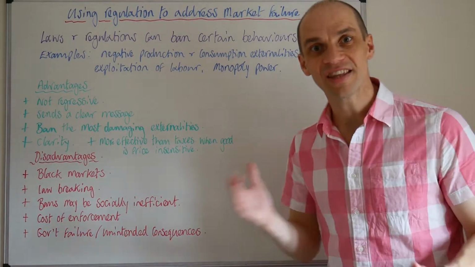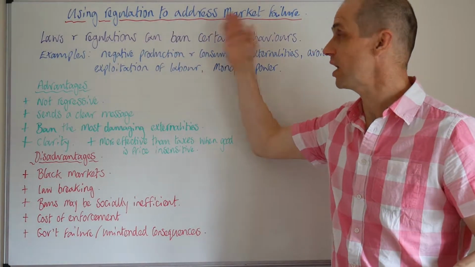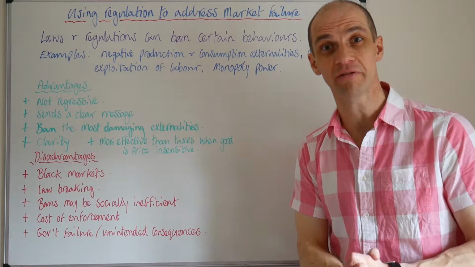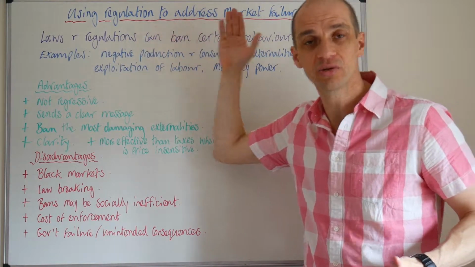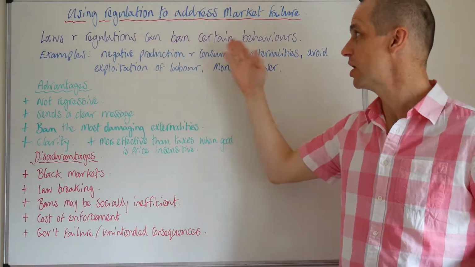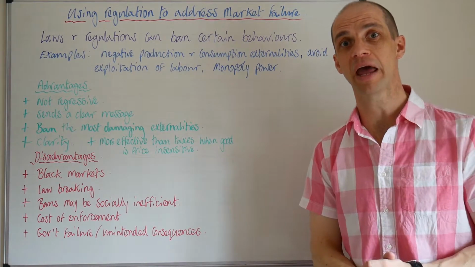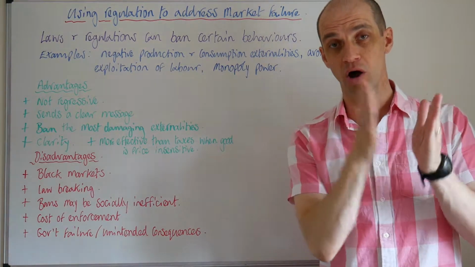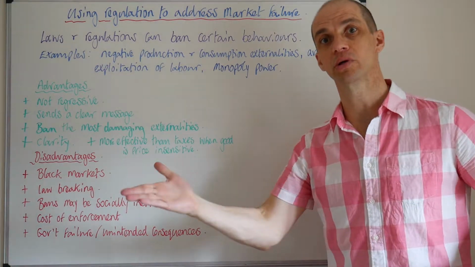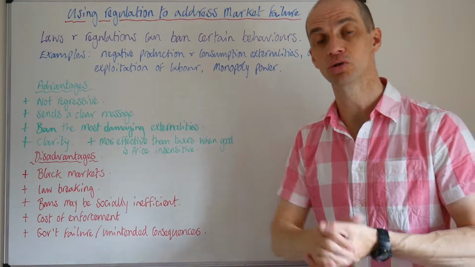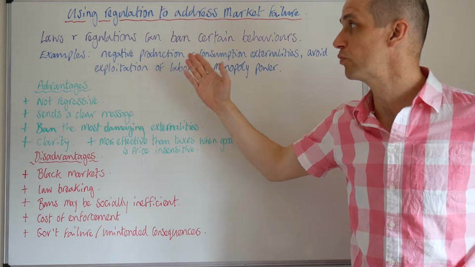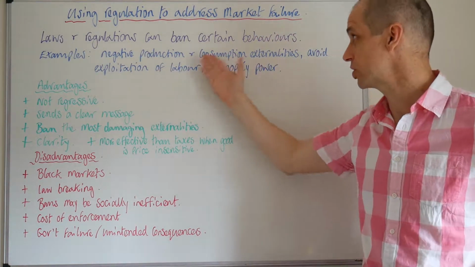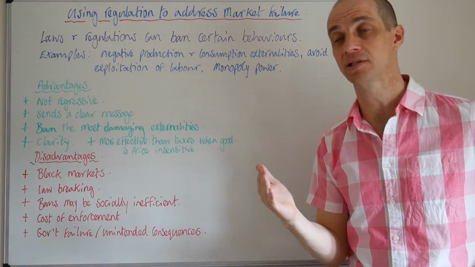Hi guys, so let's now consider how you can use regulation to address market failure. Okay, now this is really talking about using laws and regulations which can ban certain behaviours. Now, whether that's on behalf of consumers or whether it's on behalf of potential producers in a given market. So the examples where this is really relevant include negative production and consumption externalities.